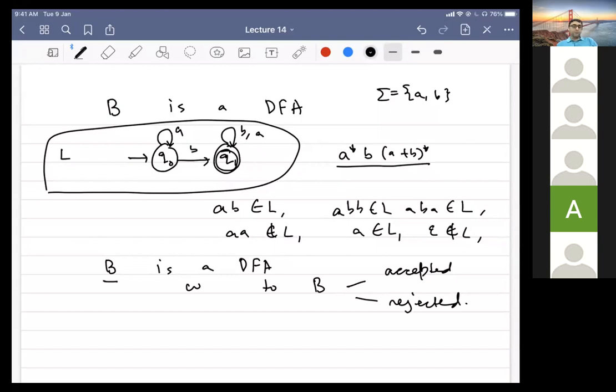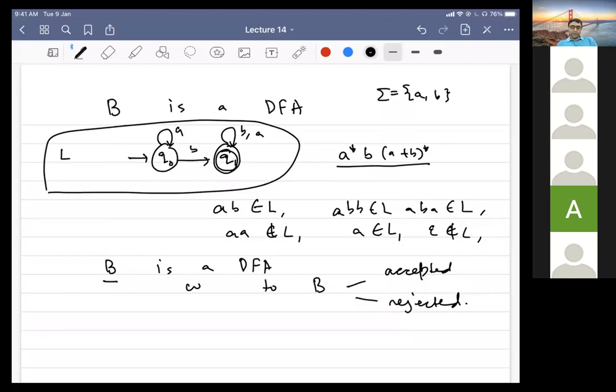Now think about it. In mathematics, when we say that something is a DFA or has some property, without specifying what that thing is, it means that it holds for every possible scenario. So if I say that B is just a DFA, it means it could be any possible DFA. And since there are infinitely many regular languages, I'm talking about infinitely many DFAs. All possible DFAs that could exist in this universe, we are talking about those DFAs, right?